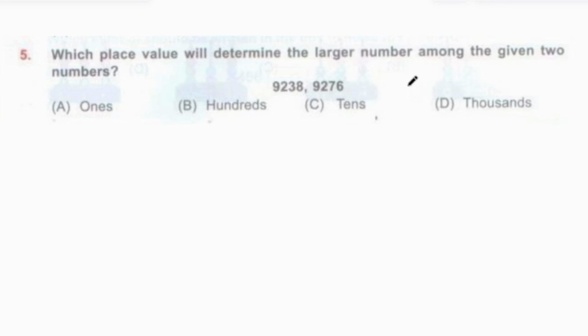So if you see, 9 is the same in the thousands position. 2 is the same in the hundreds position. What is different is the tens position. The tens position is what will make the number larger or smaller. So the answer is option C.